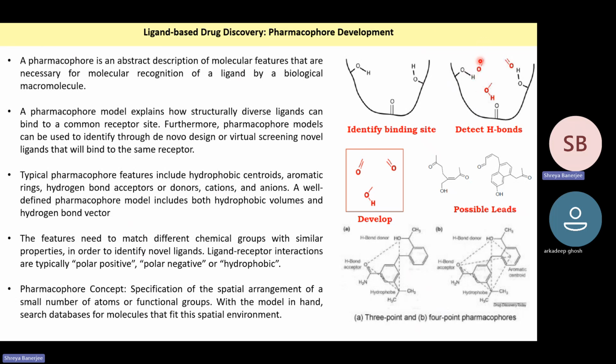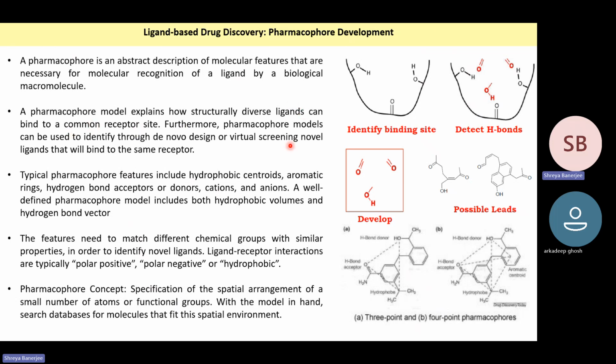So you must have a hydrogen bond acceptor in the ligand like a double bonded O. And double bonded O is a hydrogen bond acceptor. So you must have a hydrogen bond donor like OH to bind to the receptor site. So if you can identify the binding site, based on the structure of the binding site, the ligand can be predicted, that is, what functional groups the ligand must have. This is the pharmacophore model basically, where it explains how structurally diverse ligands can bind to a common receptor site.